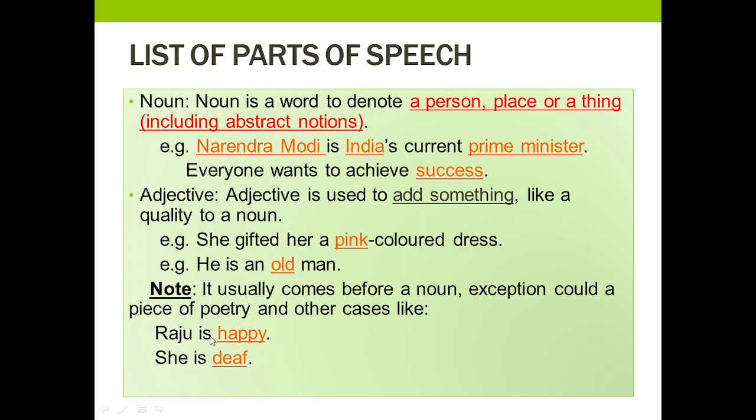Raju is a noun, and what qualifies a noun is an adjective. So happy is an adjective even if it comes after Raju, after a noun. We can understand if we understand the concept. Another example, she is deaf. Same, she is a noun, sorry, pronoun. We will understand pronoun also, but in this case you have to assume that she here is a noun. She is deaf. It qualifies she.